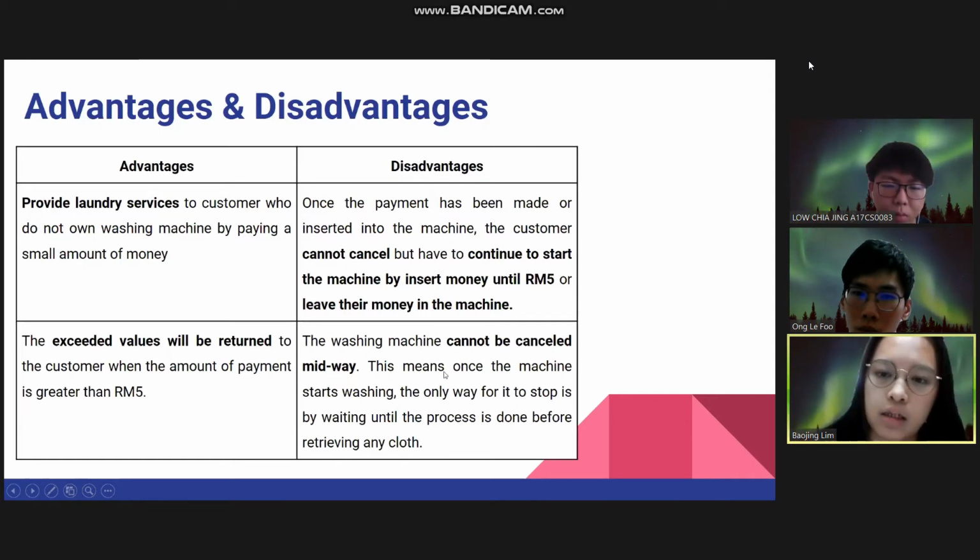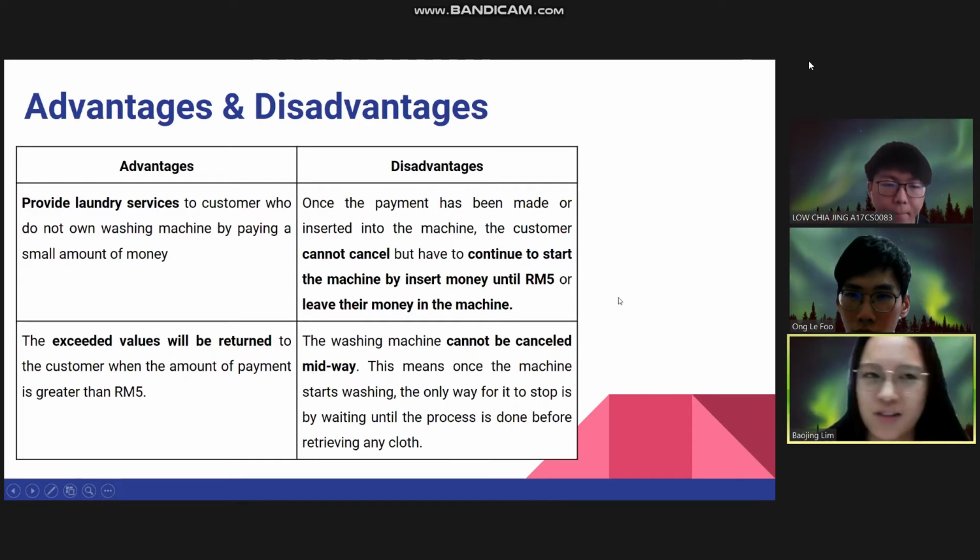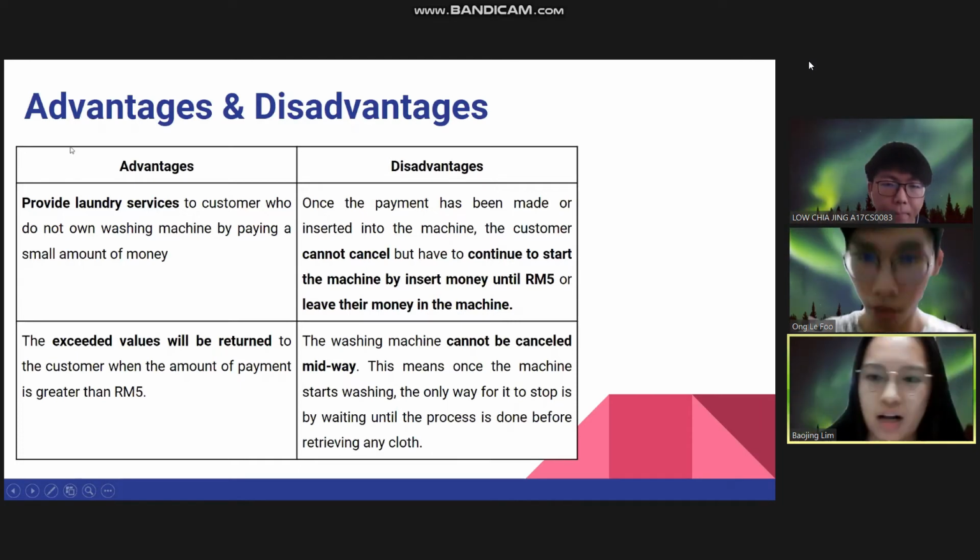This means once the machine starts to wash, the only way to stop is waiting until the process is done before retrieving any cloth. Next, I will pass to my teammate to start the commercialized value.